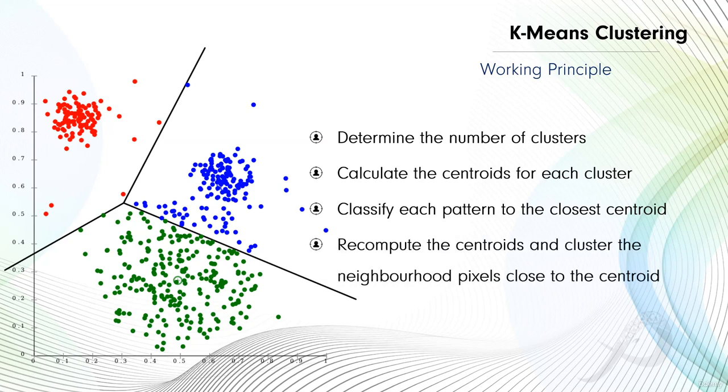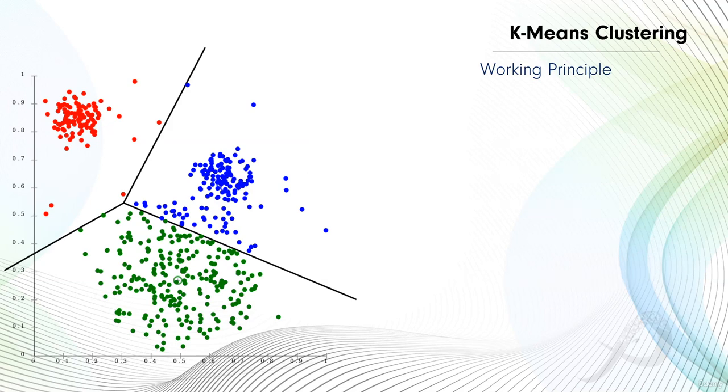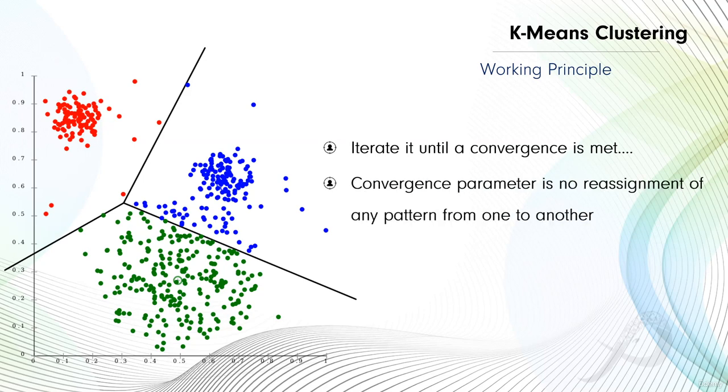After this, we will have to recompute the centroid and then cluster the neighborhood pixels close to the centroid. These steps are repeated until a convergence is met. The convergence parameter is no reassignment of any pattern from one to the other. Finally, we are going to be minimizing the squared error.